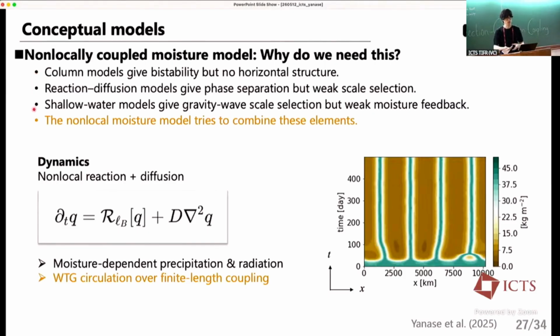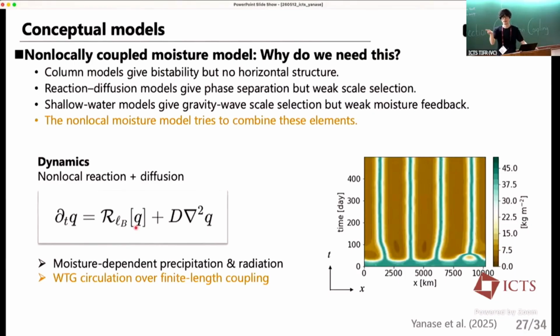So that is my idea: if we combine these frameworks together, we try to combine these elements to formulate a more unified framework. And this is the conceptual view of the non-local coupled moisture model. The prognostic variable is column water vapor, and there is diffusion and the reaction term, but we think about this reaction term as a non-local coupling term.